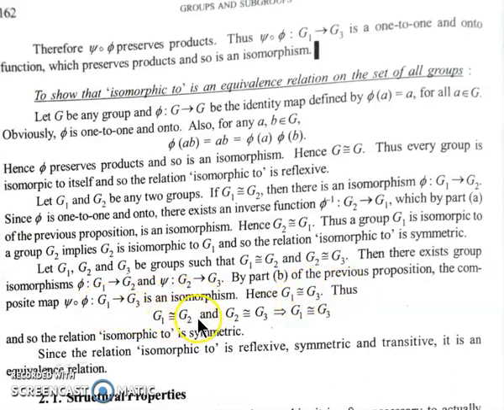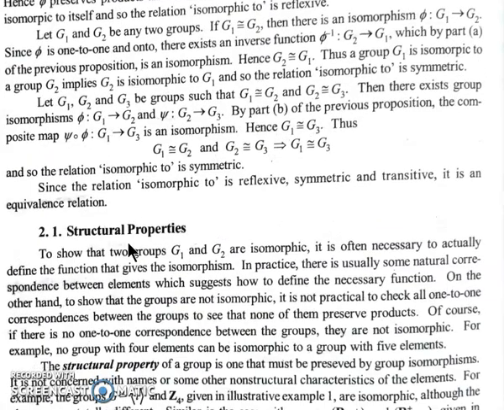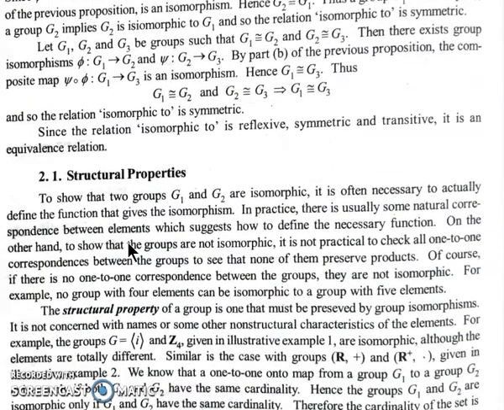Thus G1 isomorphic to G2 and G2 isomorphic to G3 implies G1 isomorphic to G3, and hence this relation isomorphic to is transitive. Therefore that relation satisfies all the conditions to be an equivalence relation, so that relation is an equivalence relation. Next is structural properties.